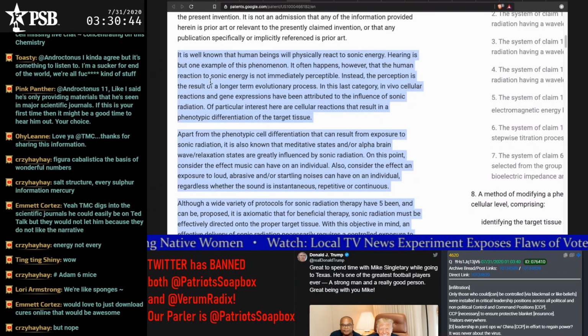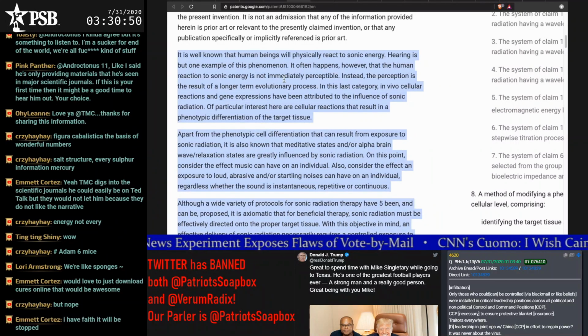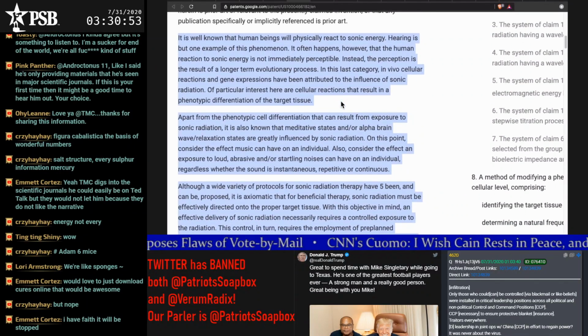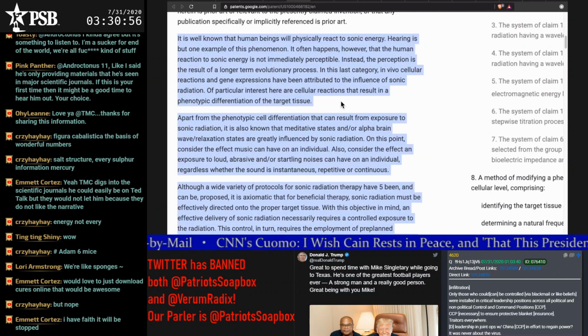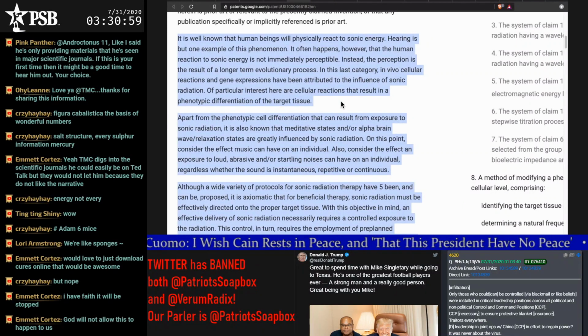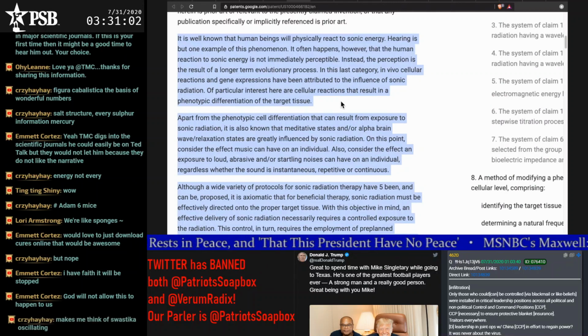So, hearing is but one example of this phenomenon. It often happens, however, that the human reaction to sonic energy is not immediately perceptible. Instead, the perception is the result of a longer-term evolutionary process. In this last category, in vivo cellular reaction and gene expressions have been attributed to the influence of sonic radiation. I'll read that again. In vivo, in the body, cellular reaction and gene expressions have been attributed to the influence of sonic radiation. Of particular interest here are cellular reactions that result in a phenotypic differentiation of target tissues.